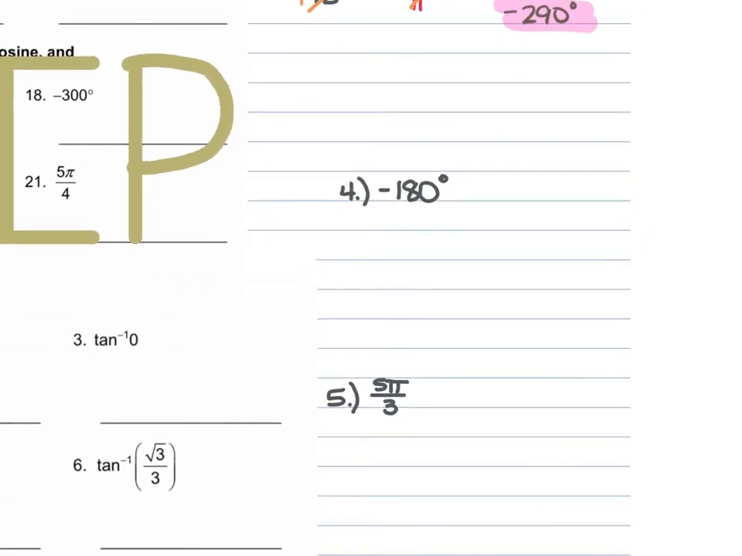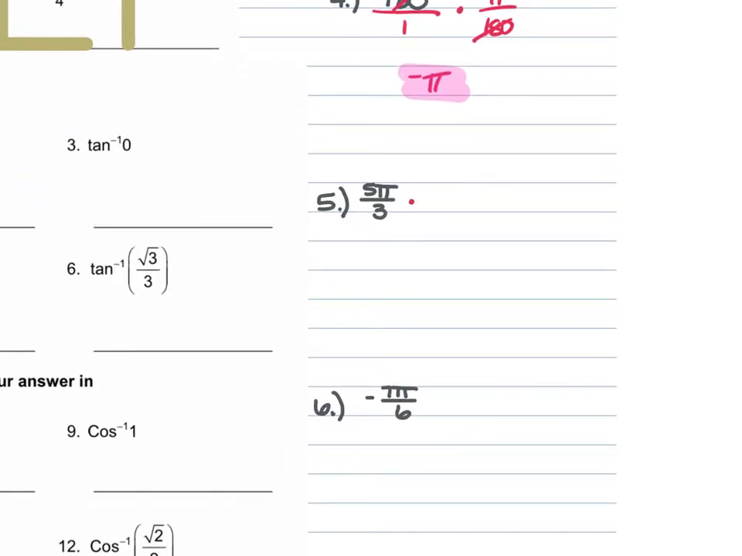For 4, we're given negative 180 degrees, so we're going to put this over 1 and multiply it by pi over 180. So the 180s are going to cancel, so it's going to be negative 1 times pi, which is negative pi. For 5 pi over 3, we're going to multiply this by 180 over pi. Those pi's are going to cancel. 3 goes into 180 60 times, so it's 5 times 60, which is 300 degrees.